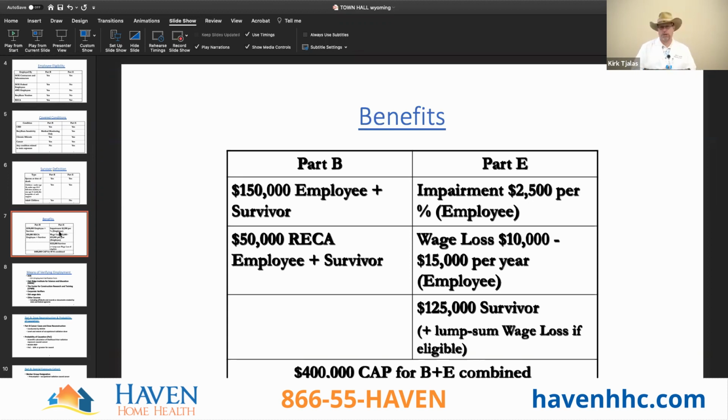So when we get into the meat and potatoes of the program, under Part B, it's $150,000 employee and survivor. Under Part E, it's $2,500 per percentage of disability. And so the way I like to use this analogy, if anyone's ever worked, let's say you're an electrician and Mrs. Smith hires you as an electrician to come change the light bulb in a garage door opener, because we all know those go out, right? And it's such a pain to try and replace them.